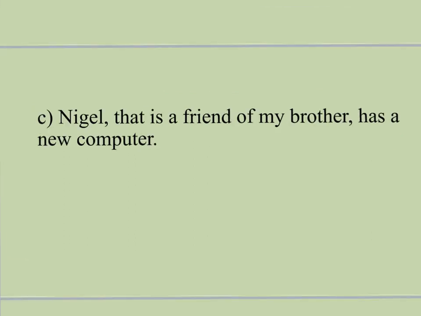Let's go to number C. Nigel, that is a friend of my brother, has a new computer. This is a non-defining relative clause. The relative clause, that is a friend of my brother, is not necessary because you know who has a new computer. This is Nigel. So Nigel is my brother's friend is an additional information. The relative pronoun should not be that. It should be who.